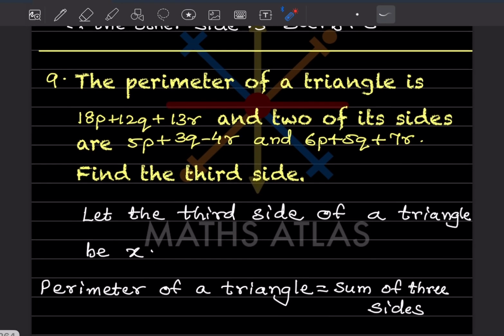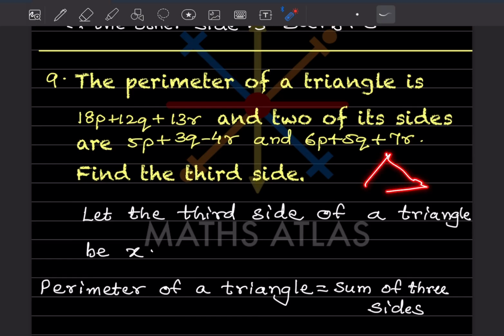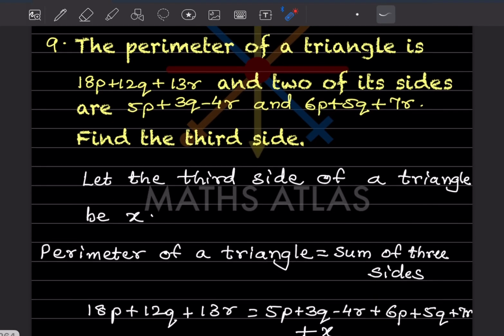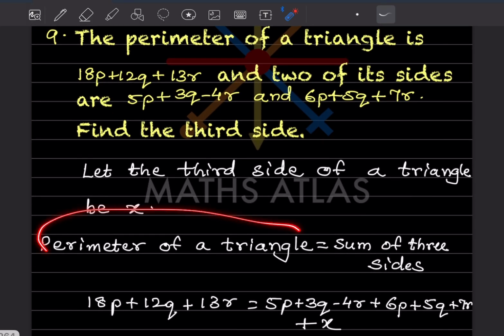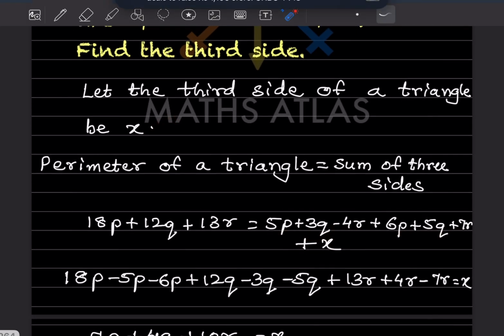The perimeter of a triangle is given, and two of its sides are given, and you have to find the third side. So this is a triangle, you know the perimeter means the sum of all sides. So let the third side of the triangle be x again here. The perimeter of a triangle is the sum of 3 sides. The perimeter is given, so 3 sides means this is the first side, the other side, and the third side we have assumed as x. So now what will you do here?